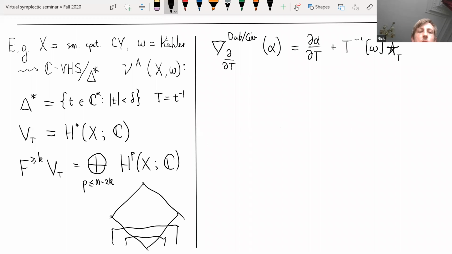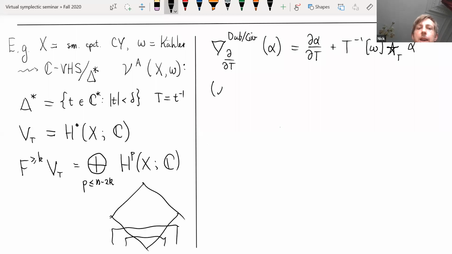And with respect to the canonical trivialization that's sort of given to us from the way we've defined this vector bundle, the connection matrix is given by quantum cup product with the cohomology class of the Kähler form omega.